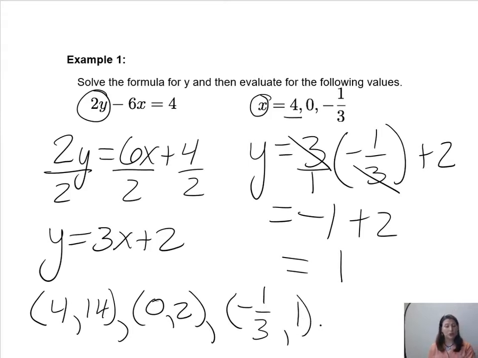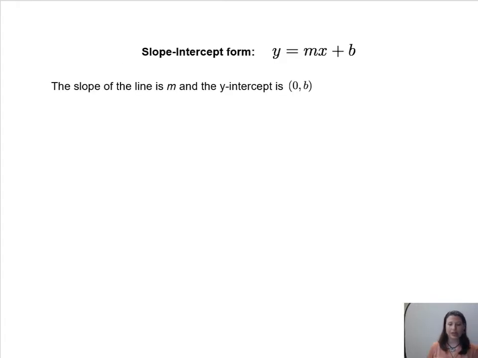Okay, so we solved a formula for y, and then we evaluated and found 3 different y values from 3 different x values, and then wrote them in ordered pair form. So the next thing is talking about these a little bit more, now that we've done a problem with it. So we already said the slope of the line is m and the y-intercept is (0, b).